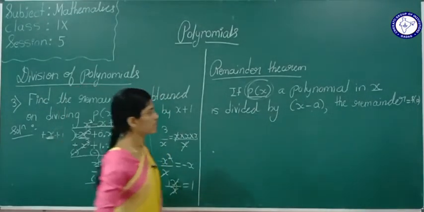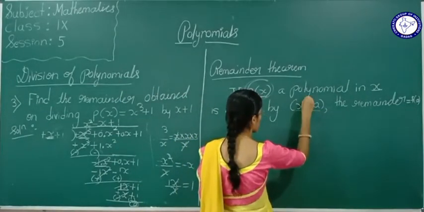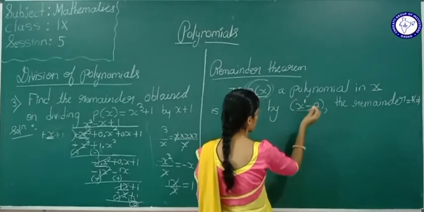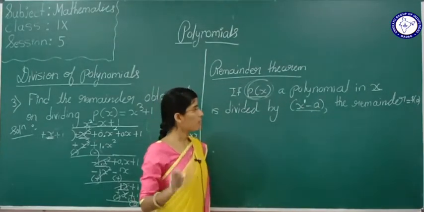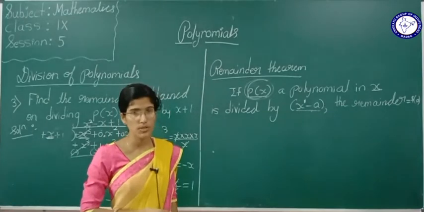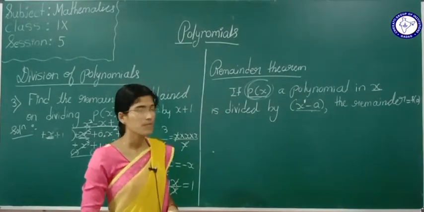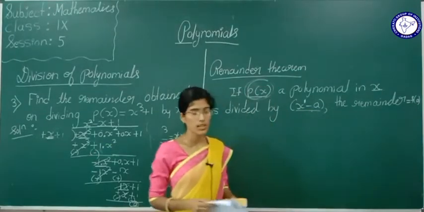a. Now see here, x minus a is which polynomial? Tell me, its degree is 1. Yes or no? The degree of this polynomial is 1. This is a linear polynomial. Yes. If p of x, a polynomial in x, is divided by a linear polynomial, that is x minus a, the remainder is going to be equal to f of a.